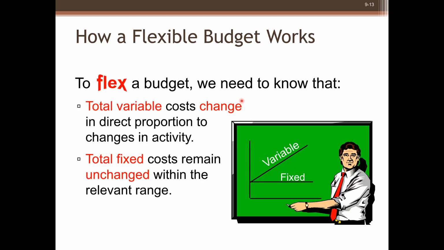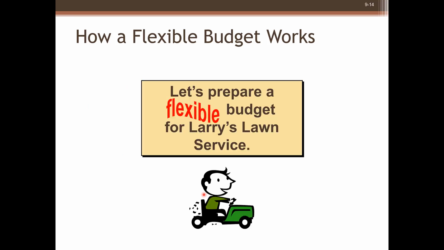To flex the budget, we make two assumptions. First, total variable costs change in direct proportion to changes in activity. Second, total fixed costs remain unchanged within the relevant range. These are two cost behaviors we've learned in Chapter 1. Now let's prepare a flexible budget for Larry's lawn service.